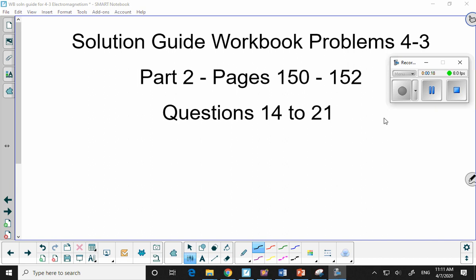Number 21 brings in a few components that you have to take into account and is more like an old diploma exam kind of question. So we'll see that when we get there. But let's work up to it slowly. So we're going to be on the workbook pages 150 to 152, looking at questions 14 to 21.